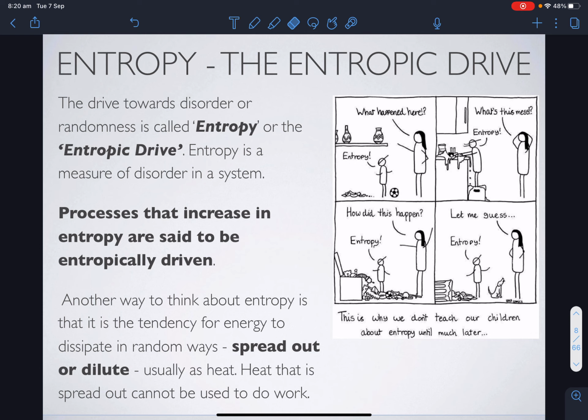Another way to think about entropy is the tendency for energy to dissipate in random ways, or spread out, or dilute. Energy and matter spread out and diluted. I like that definition for entropy more. It helps me. And it's usually as heat. Heat spread out in different molecules, little wobbles, little stretches, all throughout matter. So heat that is spread out in space with different molecules, a little bit of heat everywhere. It's hard to capture and hard to use to do stuff because it's so dilute and spread out. Okay, so heat spread out is the ultimate goal of entropy. Okay, we can't use it to do anything.